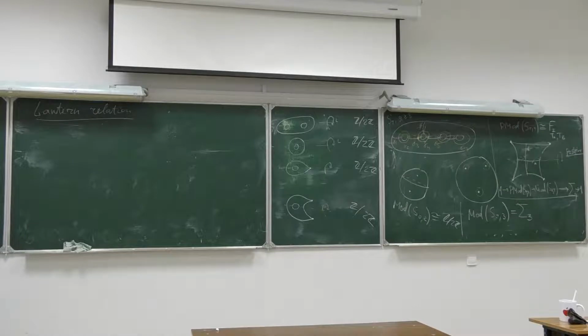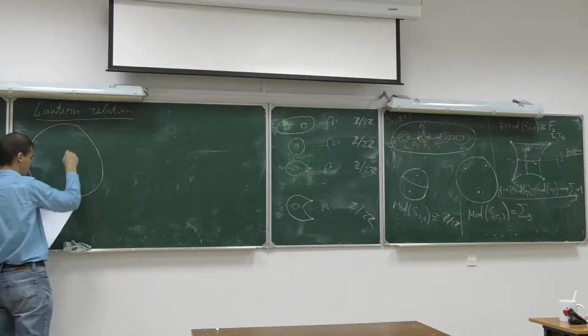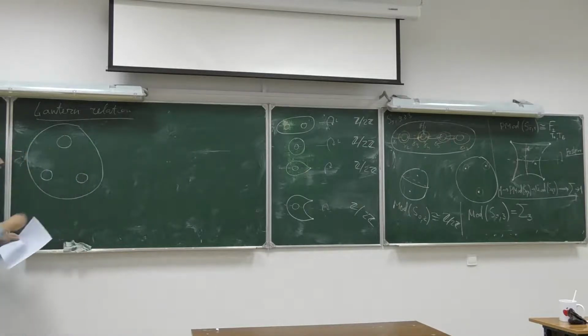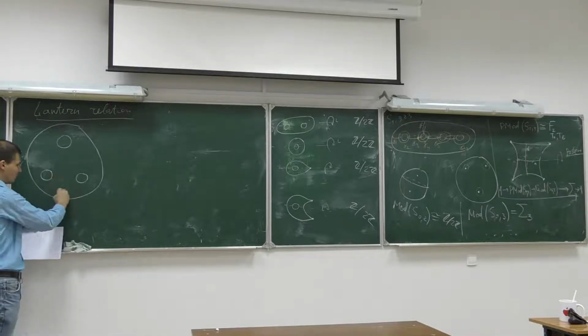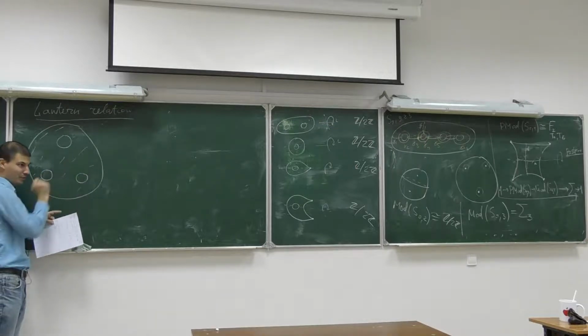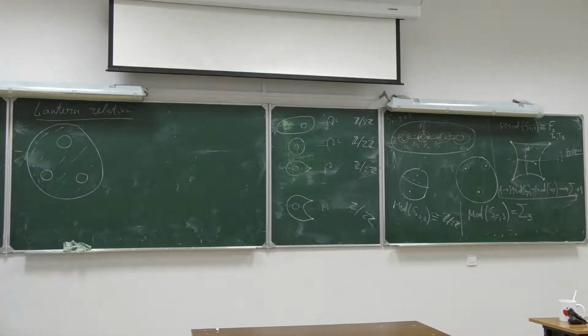Lantern is фонарь по-русски. Почему фонарь, сейчас чуть попозже объясню. It looks like that. Suppose that we have a piece of our surface which is homeomorphic to the sphere with 4 boundary components. So our surface is here: a disk with 3 deleted disks. So this is a sphere with 4 disks removed.